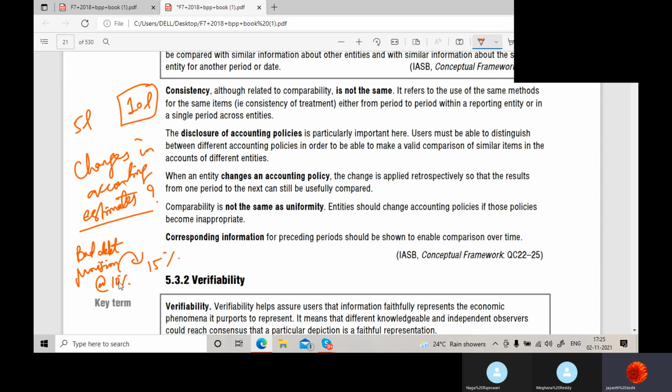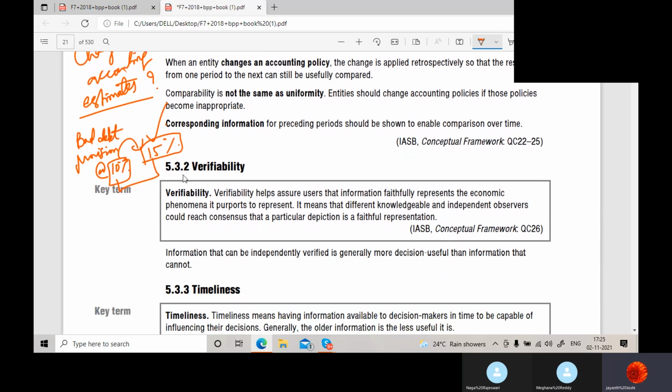So now they have to give a prospective effect to it. That means they should deal prospectively with this. The meaning of prospective effect is now the change has been made, okay, and till the next change is made in the provision, 15% would be followed. That is called, from now onwards the company would be following 15% as bad debt provision. That is called prospective effect. Okay, we have already done this.